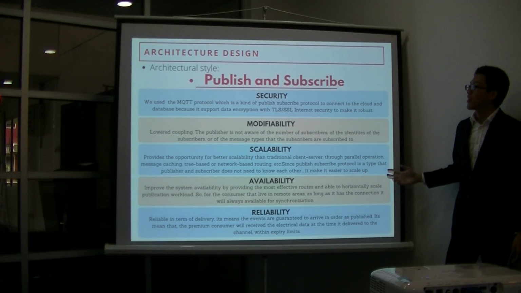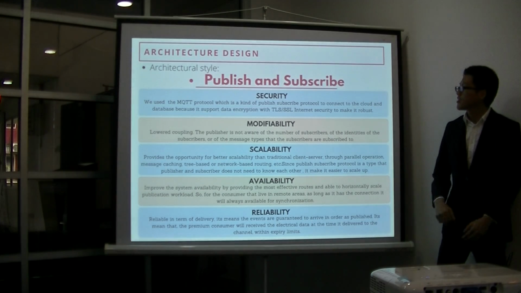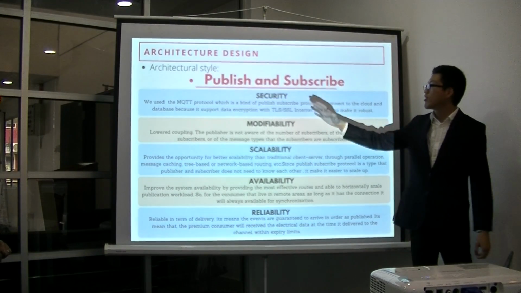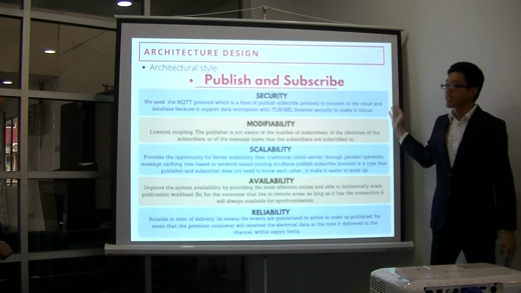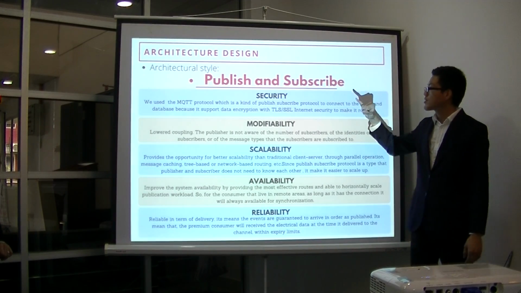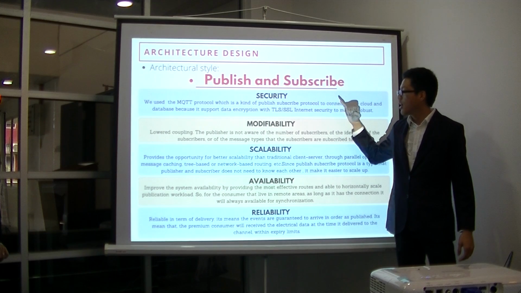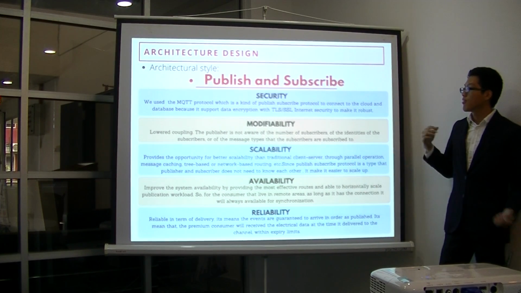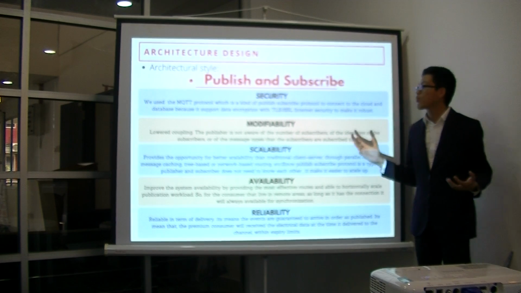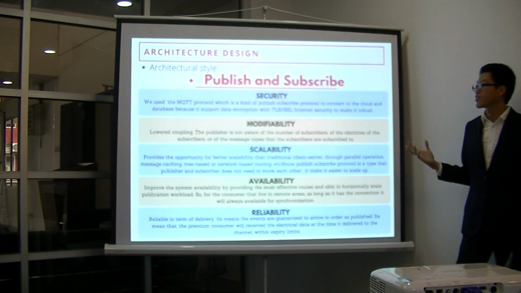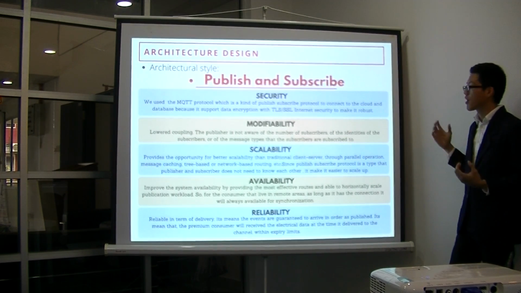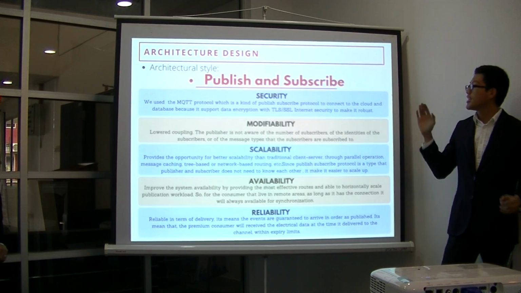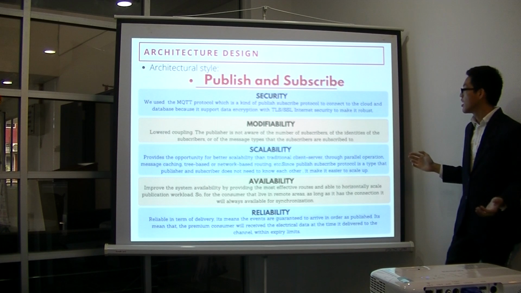Next is the architectural design of our style. The style we are using is the publish and subscribe style. This style is assessed in terms of security, modifiability, scalability, availability, and reliability. For security, we use the MQTT protocol, a publish-subscribe protocol, to connect to the cloud and database because it supports data encryption with TLS and SSL to make it robust.